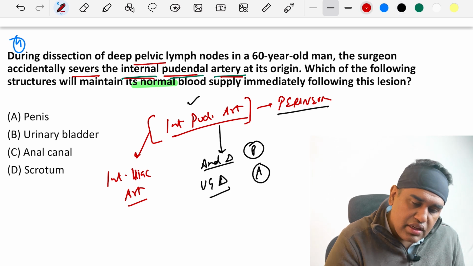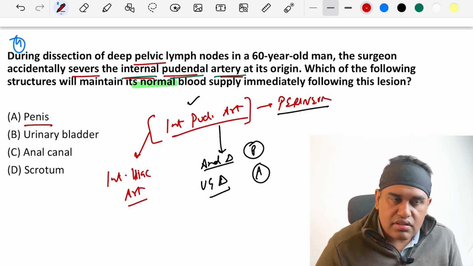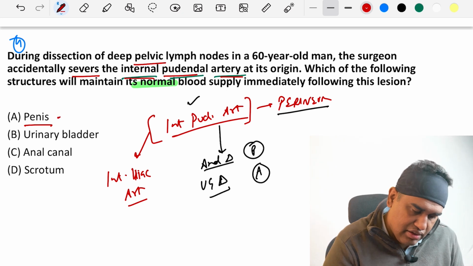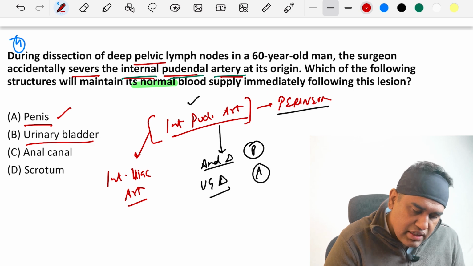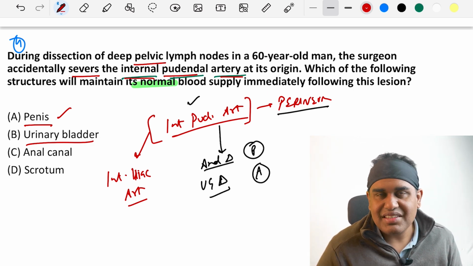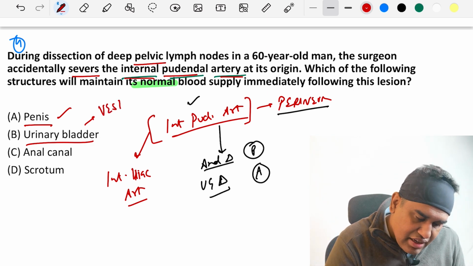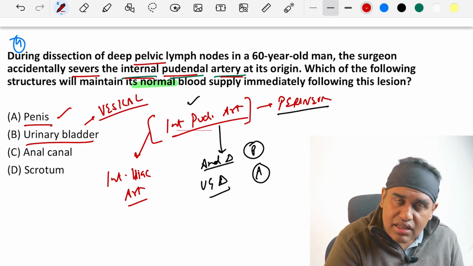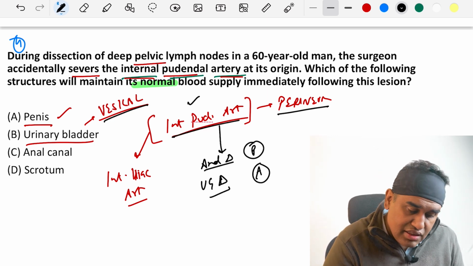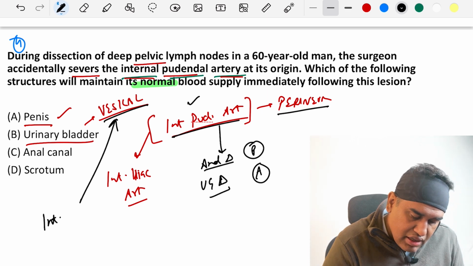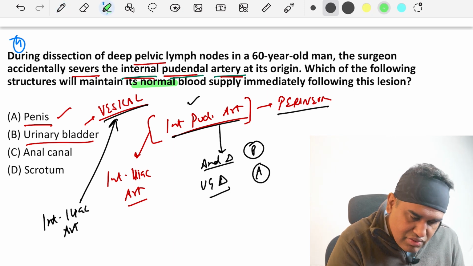Let us go one by one. Penis over here. Now the penis, you know, lies in the perineum, right? So it can easily be supplied by the internal pudendal artery. Bladder, the urinary bladder, is an organ of the pelvis, and the blood supply of the bladder is the vesical arteries, superior and inferior vesical arteries. They are coming directly from the internal iliac artery, not from the internal pudendal artery. Therefore, what is the answer? The answer is the urinary bladder.